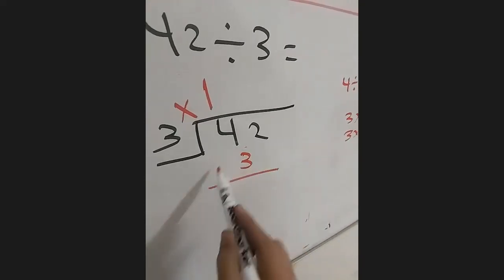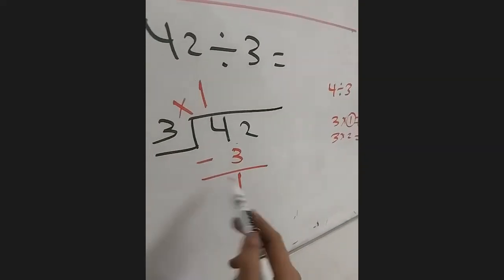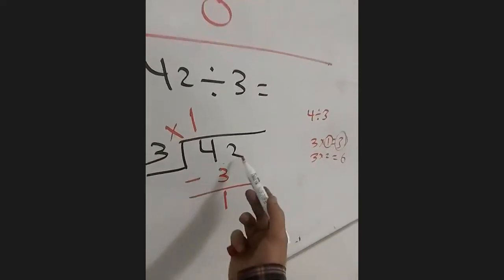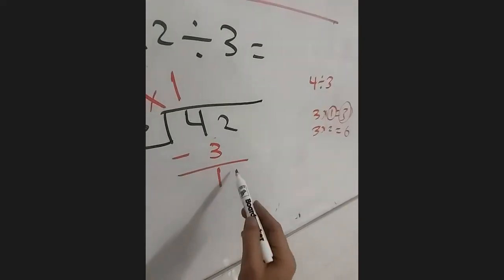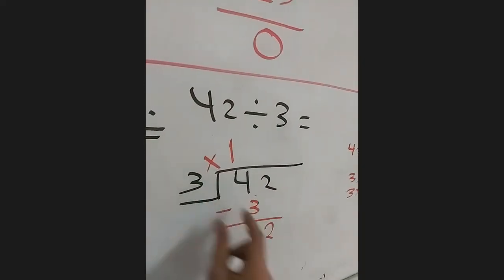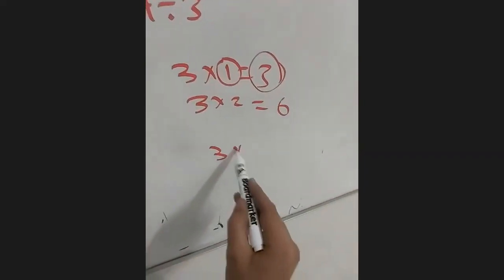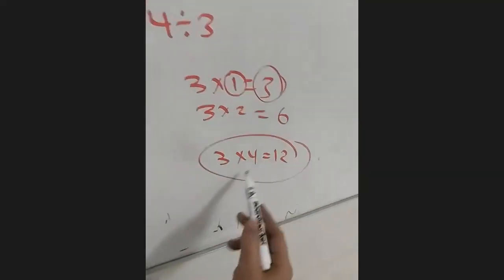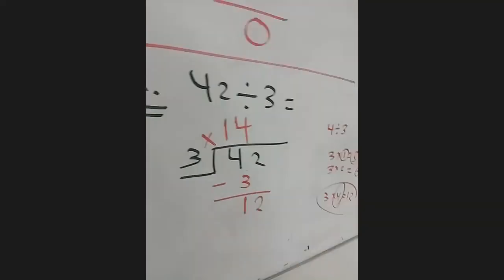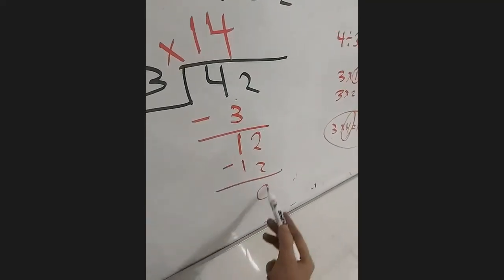I will write the 3 under the 4. Now I will subtract. 4 minus 3 is 1. Now 1 is less than 3, so I'm good. Now I will bring the second number down, which is 2. I have 12 now, the new number. 12 divided by 3. From the timetable, guys, we know that 3 times 4 is 12. So 12 divided by 3 is 4. So up I will write 4. 4 times 3 is 12. I will subtract. The answer is 0.